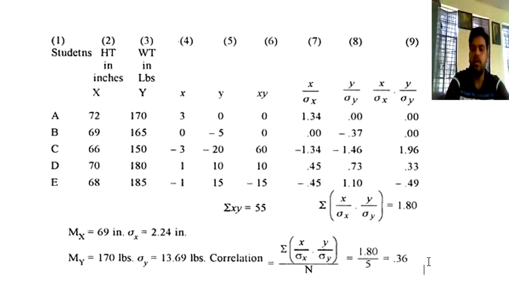What does it mean? What does 0.36 denote? When the value of correlation is 1, that means there is a perfect correlation. When the correlation is 0.36, as we can see here, there is a weak correlation.